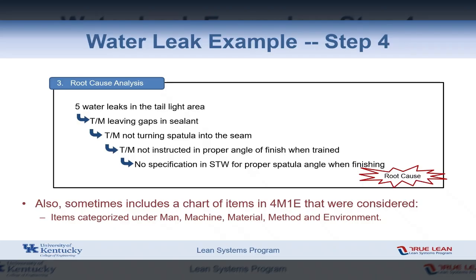Note that in this process, we might have explored lots of other reasons, such as whether the sealant was defective, or whether the spatula is the right tool for applying the sealant, or whether the taillight area surface is contaminated and not allowing the sealant to bond, etc. We may explore a lot of different ideas, and in some cases, we may want to show some of the other items considered through a table listing these other categories.